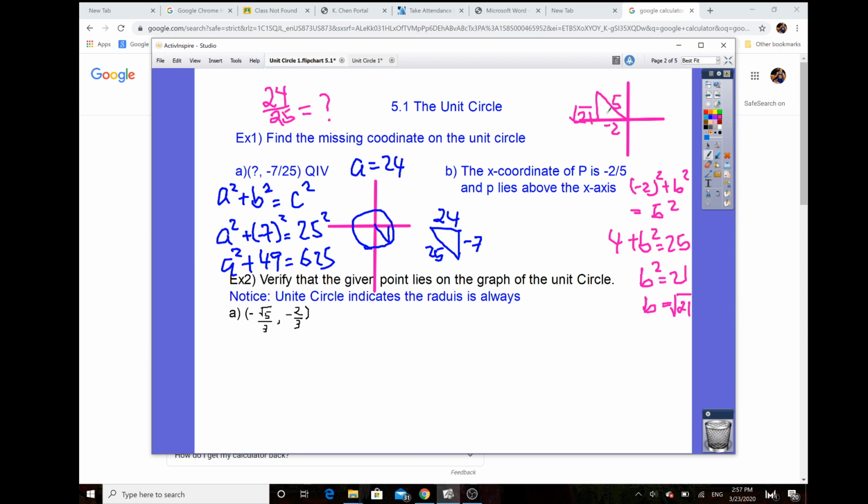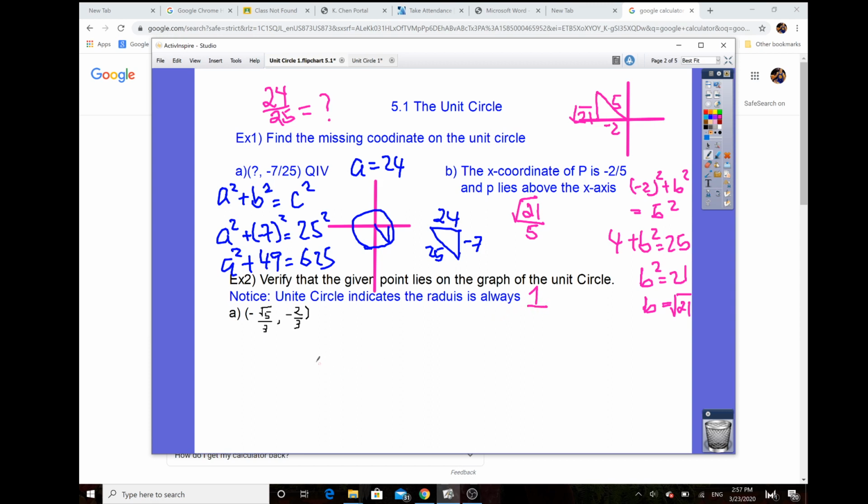Okay, so you want to figure out the y value, because the y value is missing here. So that would be considered root 21 over 5. Okay, so verify the given point lies on the graph of the unit circle. Notice that the unit circle indicates the radius is always 1.